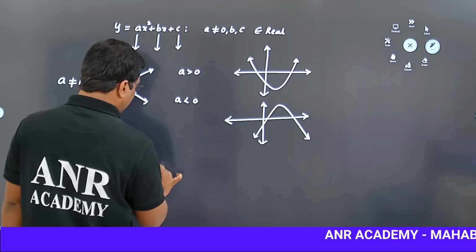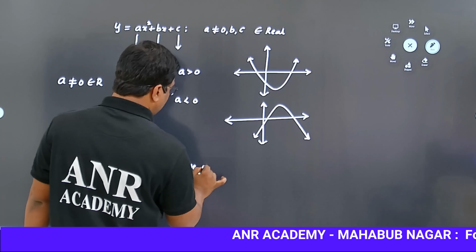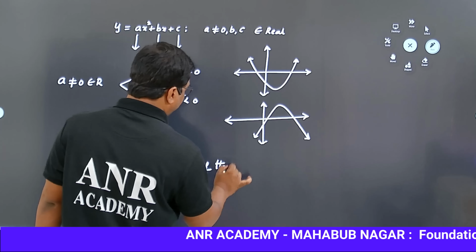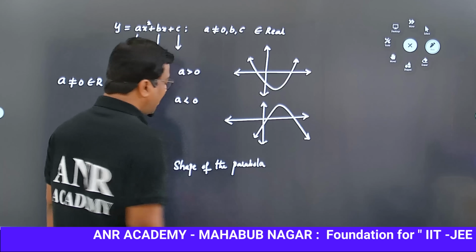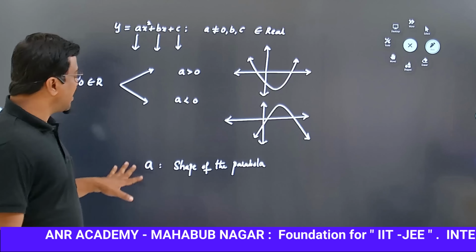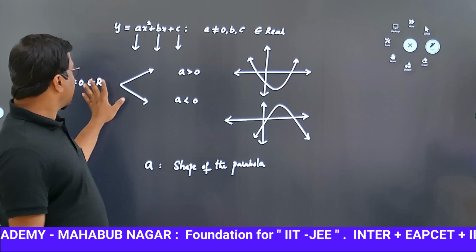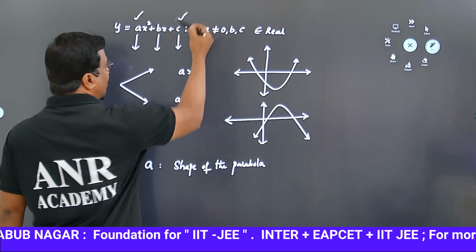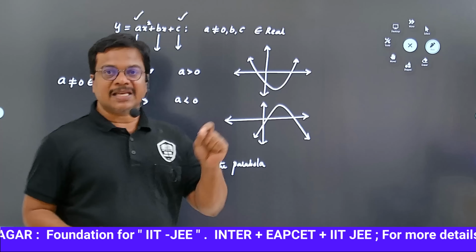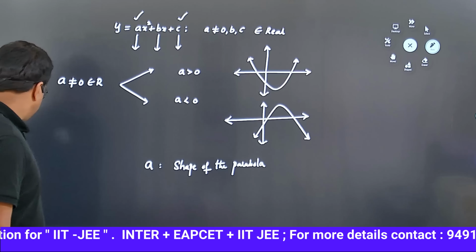Here a decides the shape of the parabola, whether the parabola opens towards positive y or negative y, that is decided by the value of a. Next, after a, let us discuss the value of c and then we go for coefficient b.